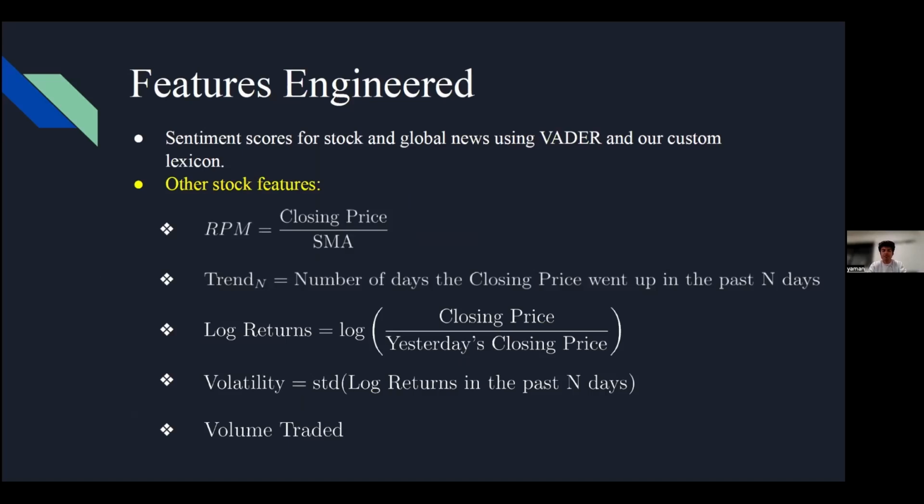The features that we engineered are as follows. First, we take the stock and global news and we use VADER to get sentiment scores for them. We also use our own custom lexicon. For example, if a word like war or pandemic appears, we assign a negative score to that.